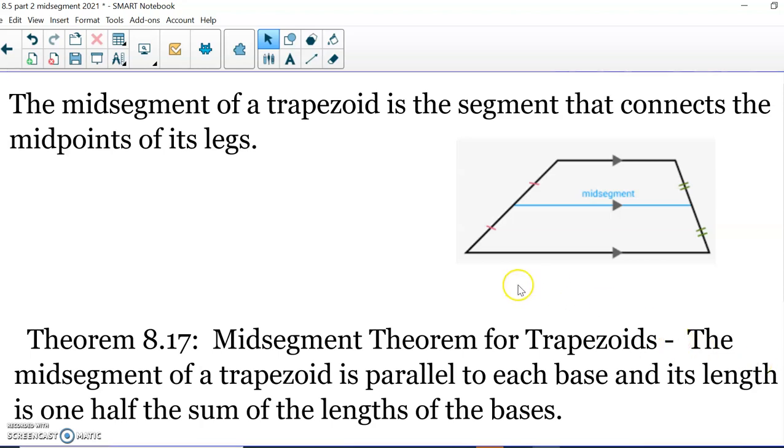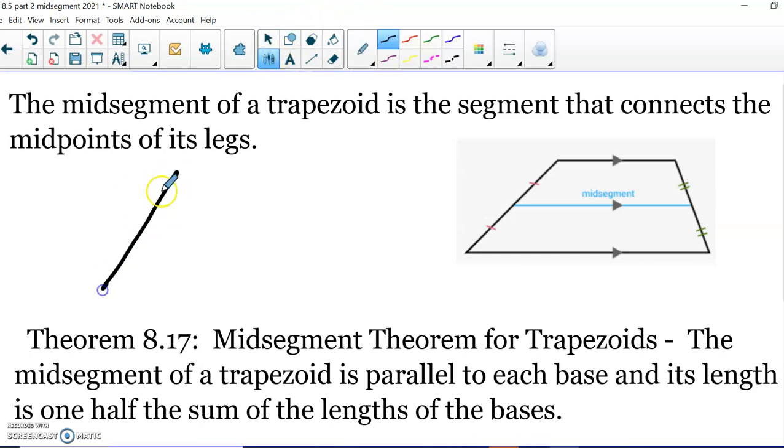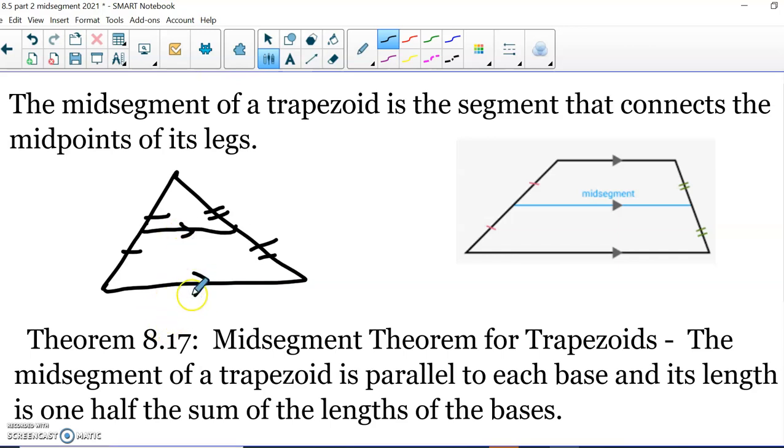Okay, so first, what is the midsegment? We've talked about the midsegment of a triangle. It's a segment that joins the midpoints of the two sides, and we said that it was parallel to the base. We also said that the midsegment of a triangle is half the length of the base. A trapezoid also has a midsegment.